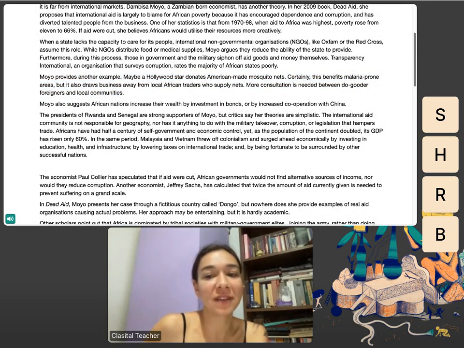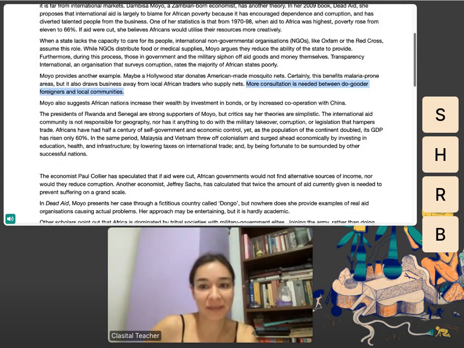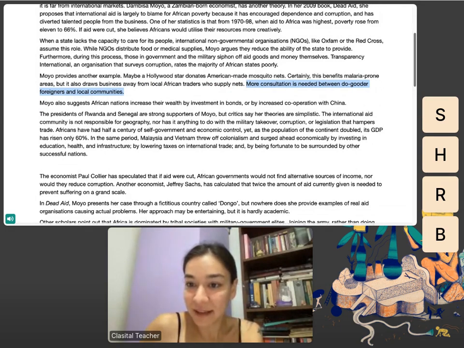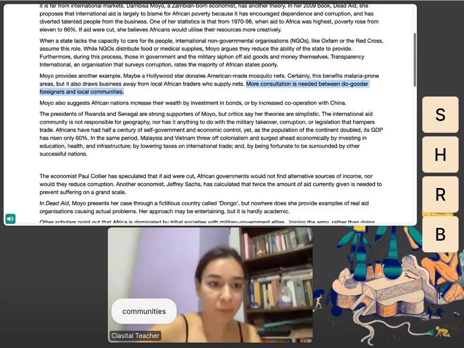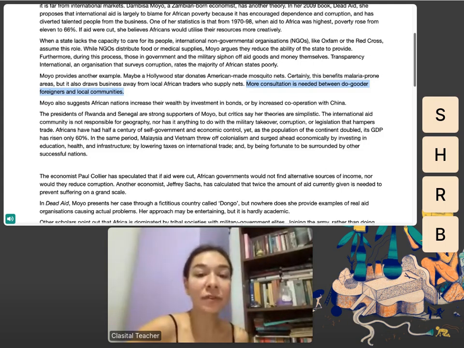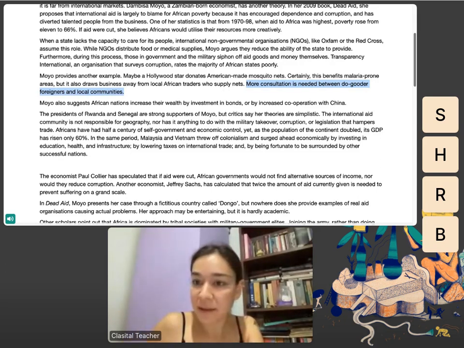It says more consultation is needed between do-gooder foreigners and local communities. So it makes my answer. If foreigners help, they ought to involve local communities. Yes. It says more consultation is needed between do-gooder foreigners and local communities. And in here, I'm looking for it was like 31. No, it was 32 more.